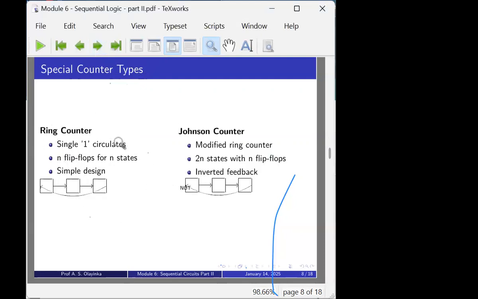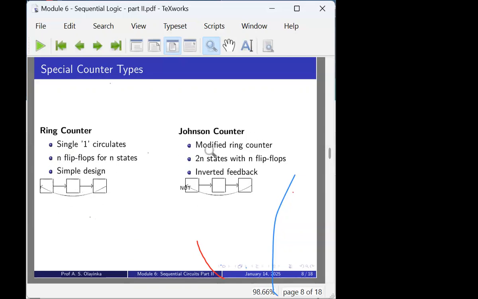This is what your ring counter looks like. You have the single one that circulates and flip-flop for n states and is simple to design. You have just a single signal that goes through the number of flip-flops for the number of states, and it's very simple to design because the ring will just keep going round.